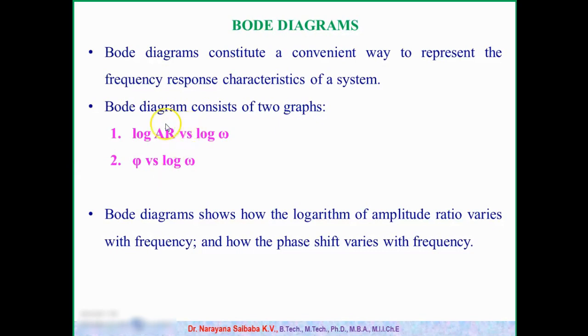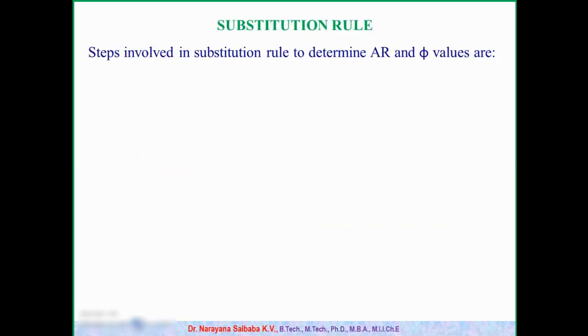If you know the AR and phi formulas, it is a very simple task. Directly we can assume different values and substitute. But if we do not know the AR and phi values, we have to calculate those values using the substitution rule. The substitution rule is a very simple method. It is used to determine AR and phi values for an unknown system.